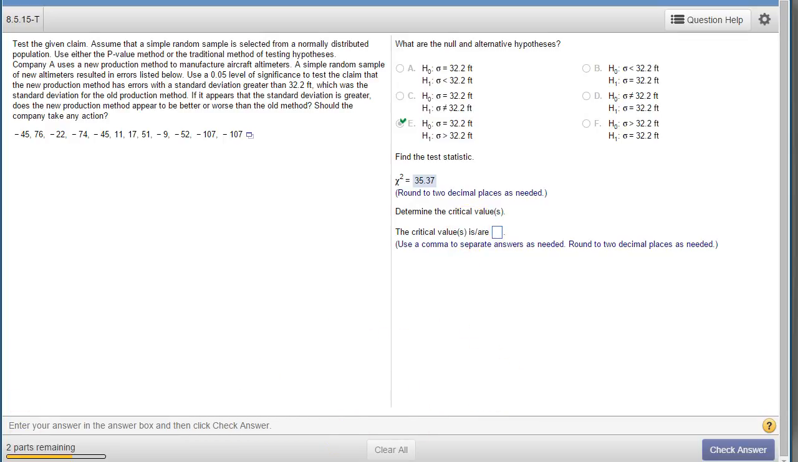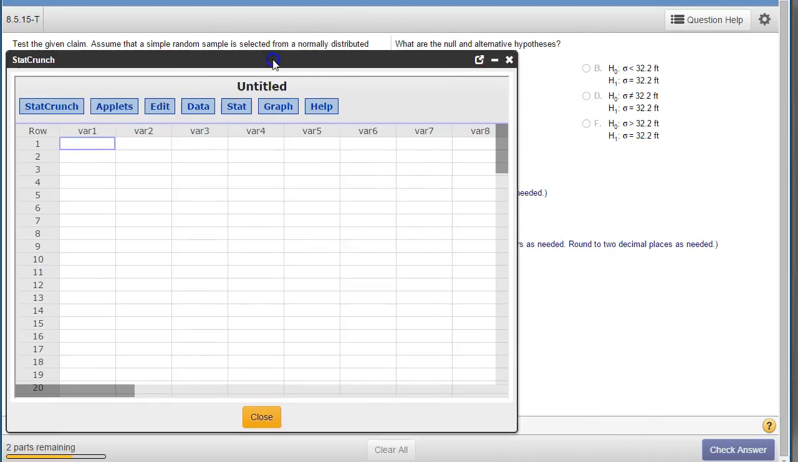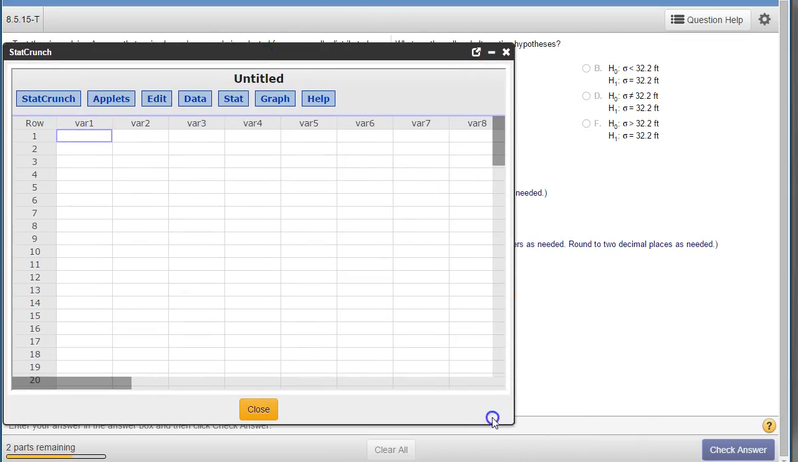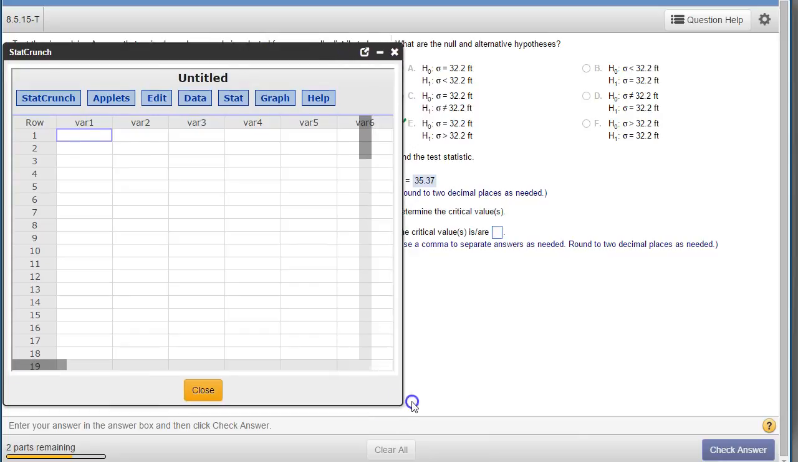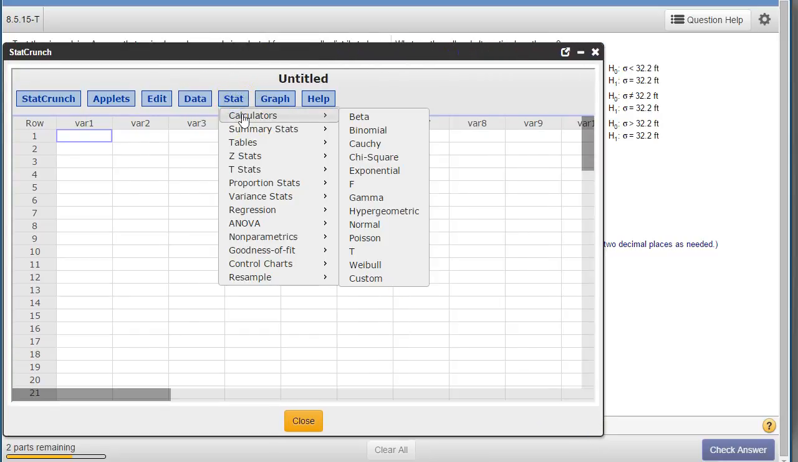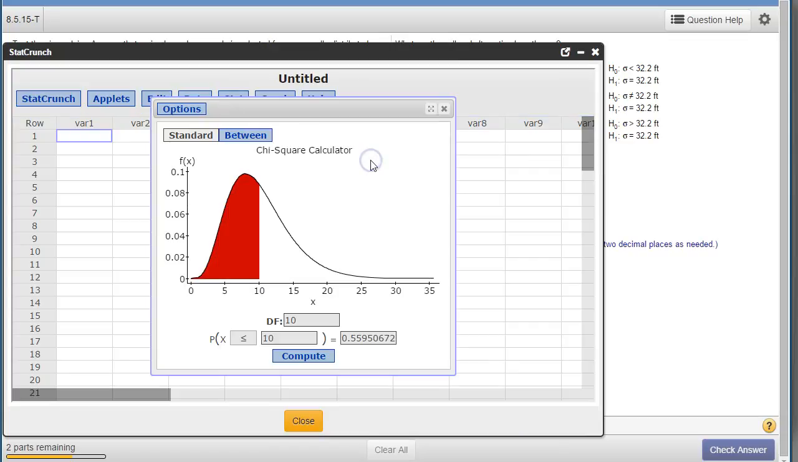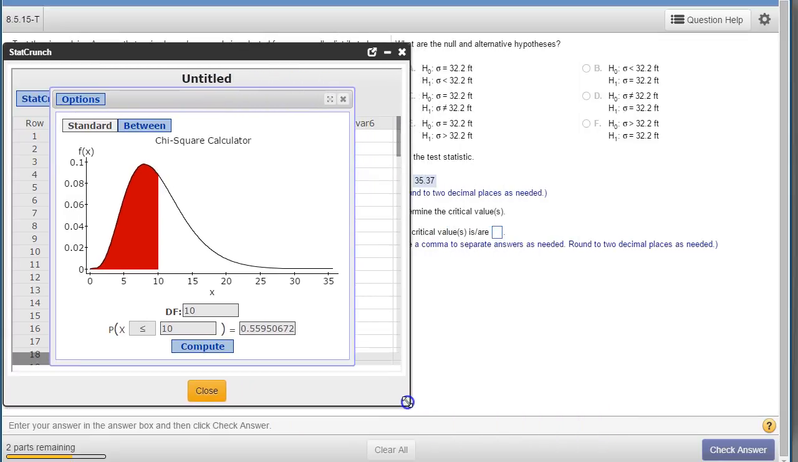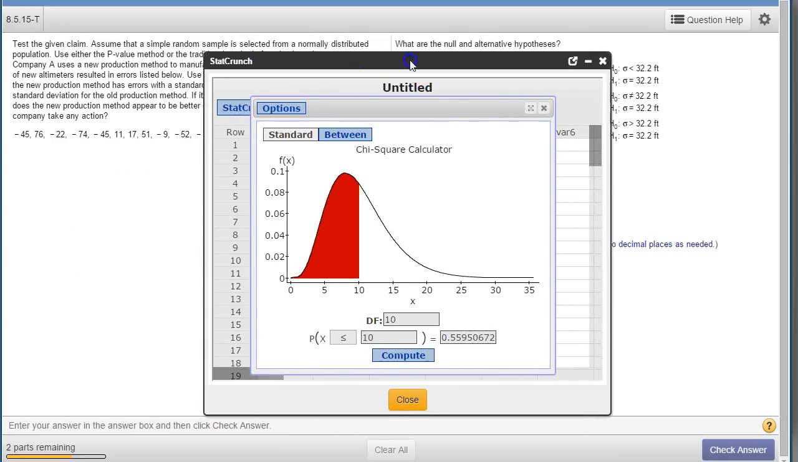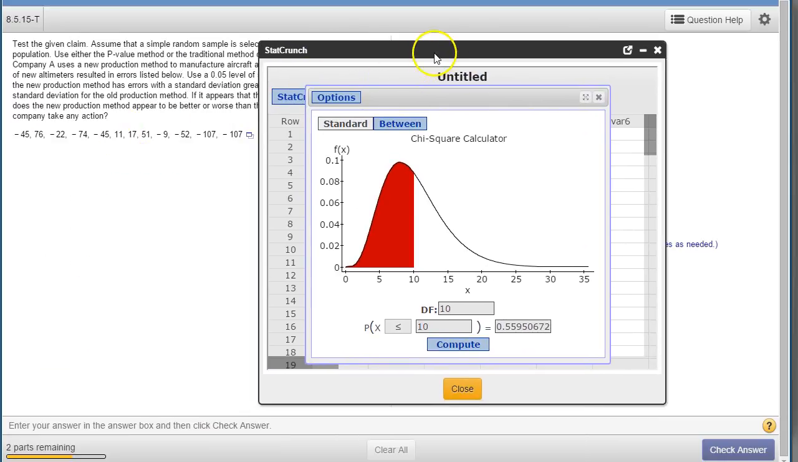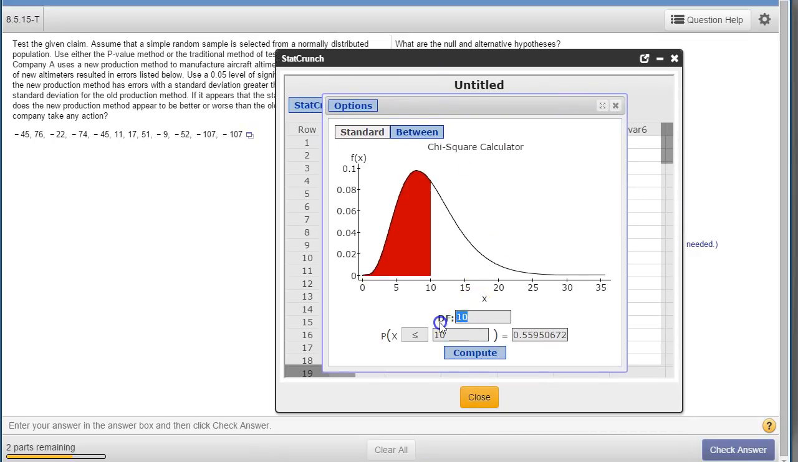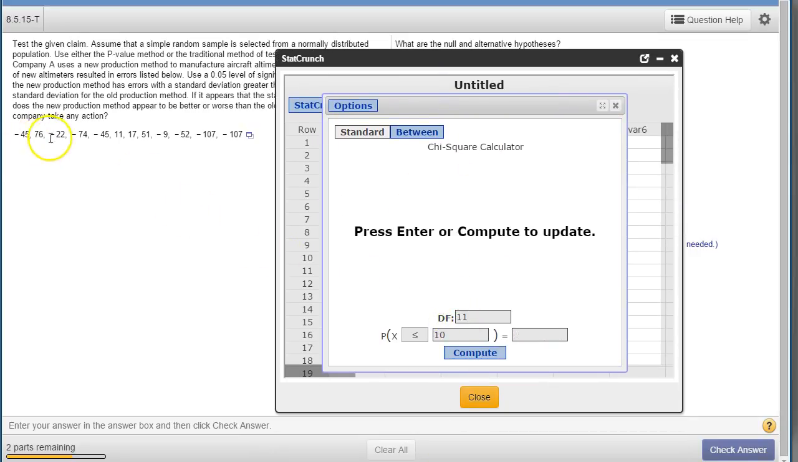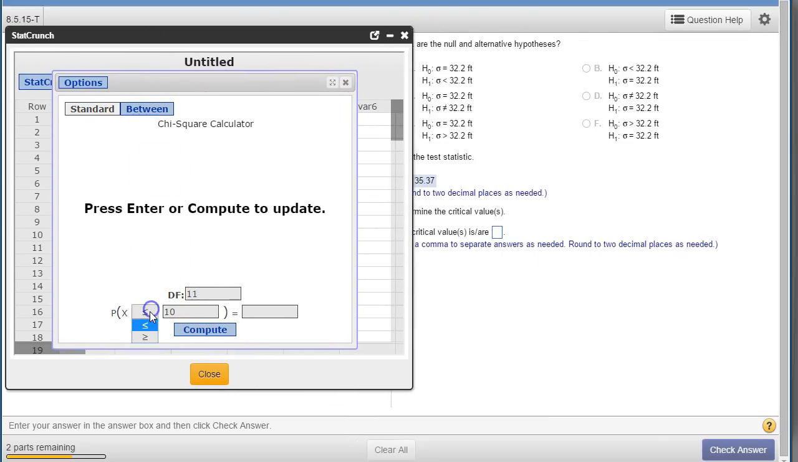For critical values, let me open up StatCrunch again. I exit out of the hypothesis test. To get the critical values, you come into stat calculators. This is chi-square. Our degrees of freedom was 11, one less than the number of samples: 1, 2, 3, 4, 5, 6, 7, 8, 9, 10, 11, 12. So the degrees of freedom is one less than that. And this is a right-tailed test, so we want greater than.